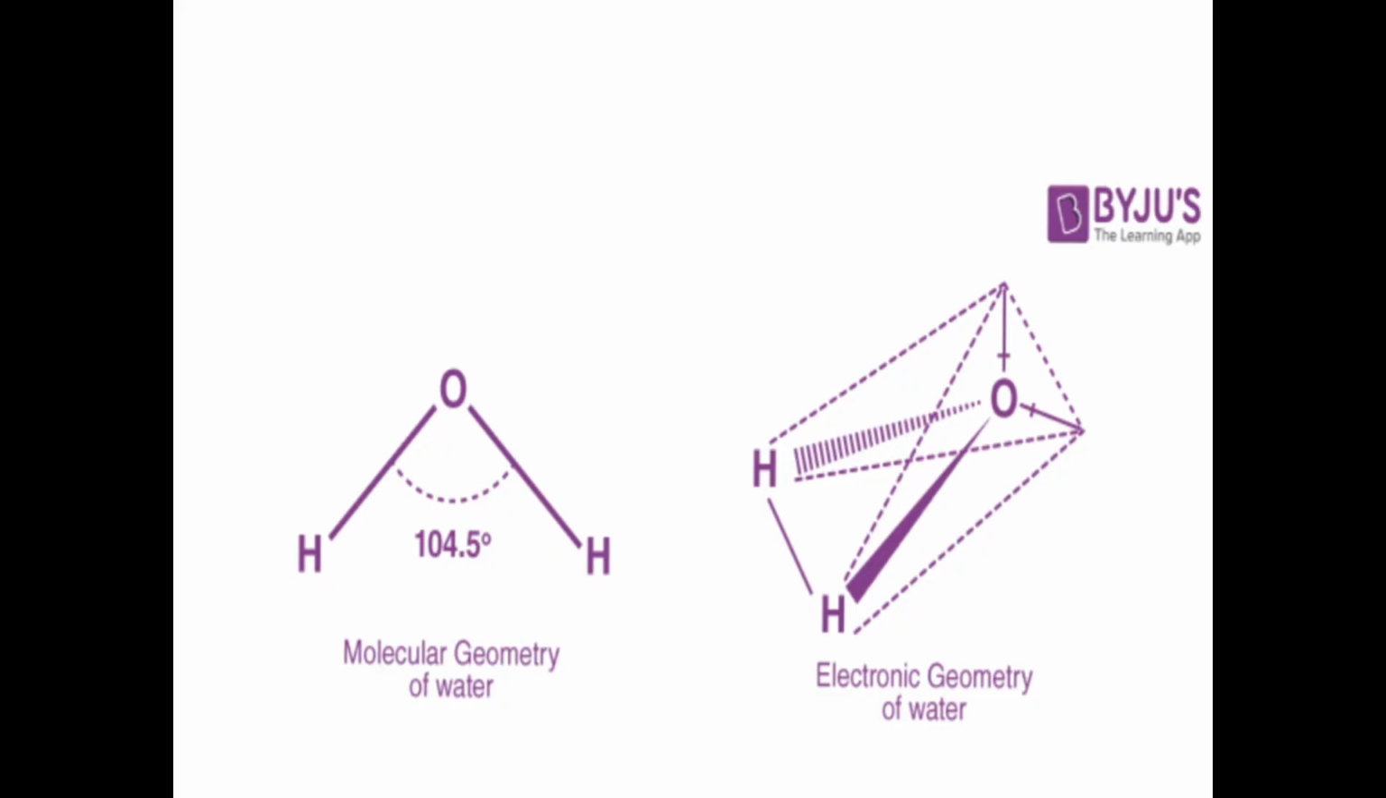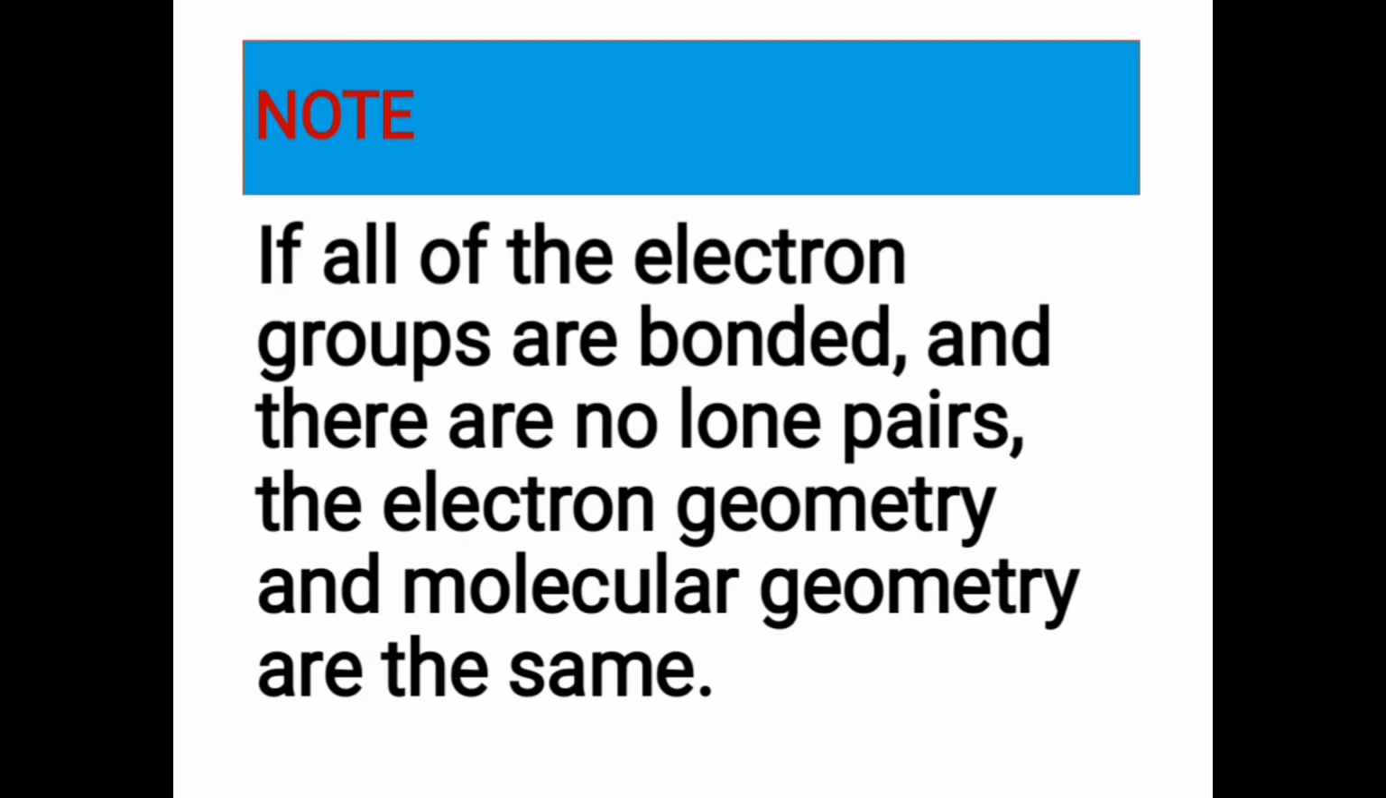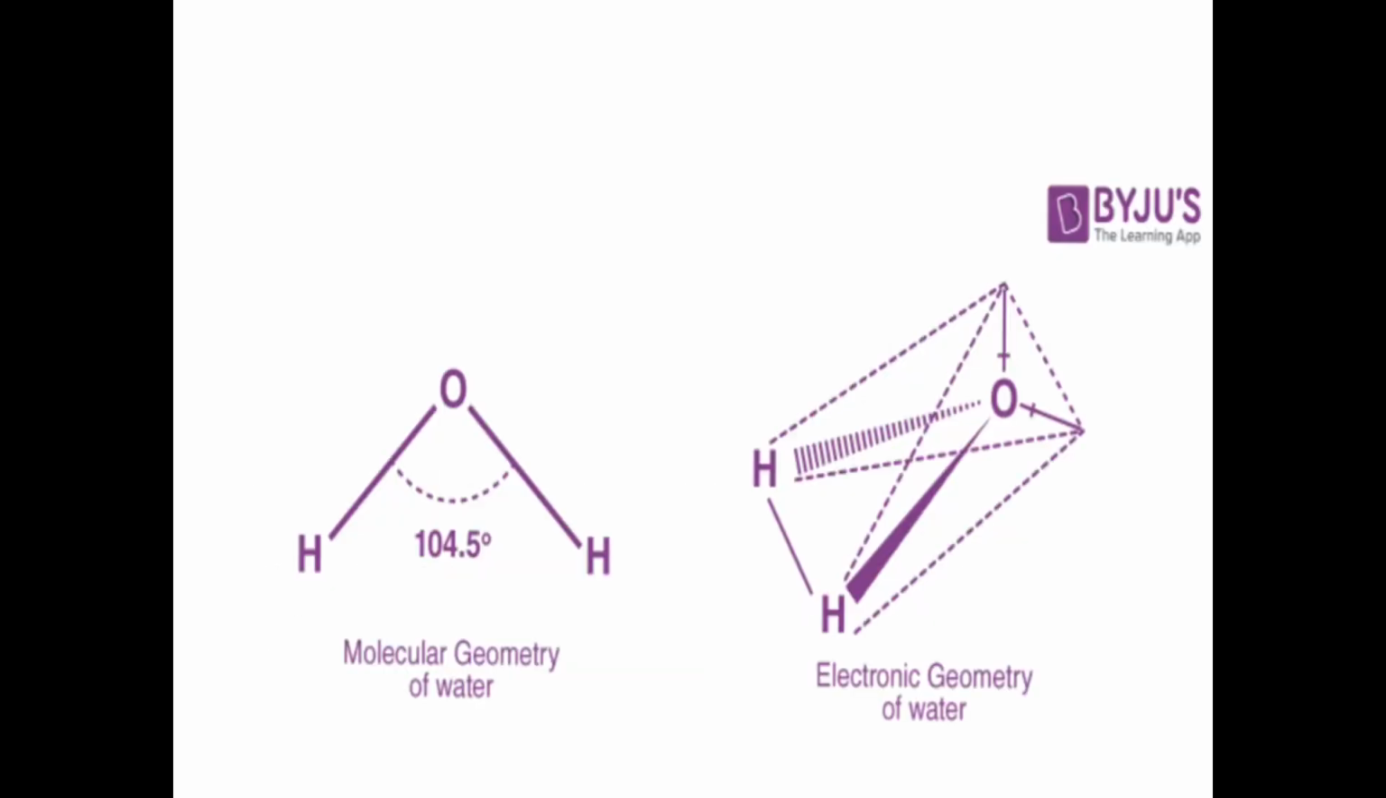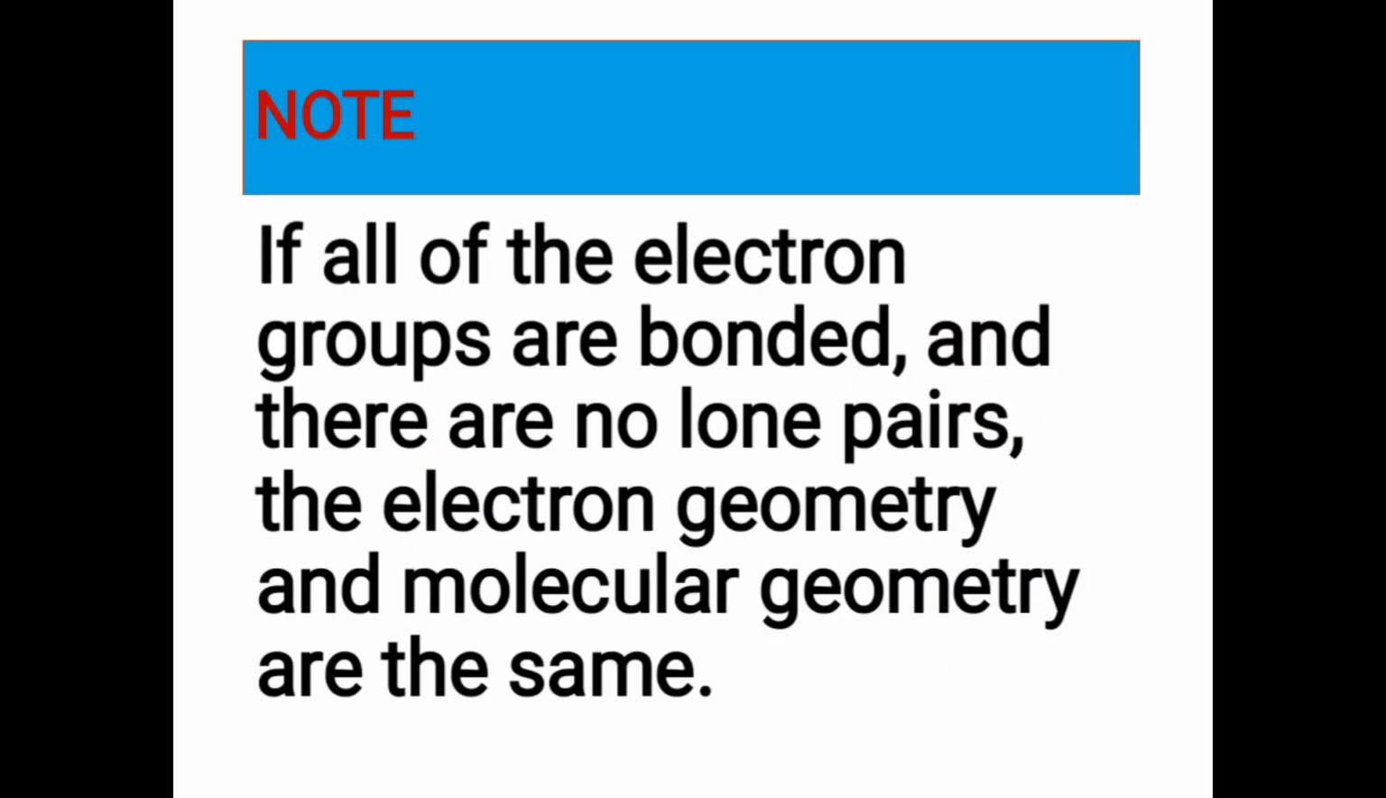Another one is we could have more, for ammonia and the likes. Each of them has its molecular geometry and its electron geometry. So note that if all of the electron groups are bonded and there are no lone pairs, the electron geometry and molecular geometry are the same.